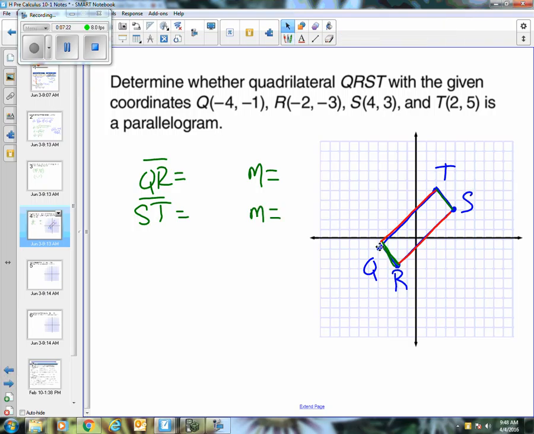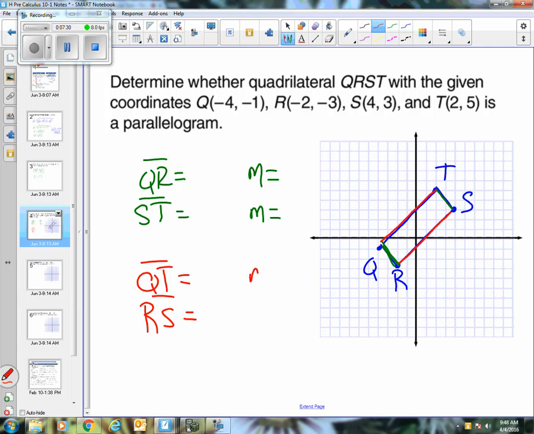All right, then for my other ones, I would need to take QT, it's a cute little line segment, and then RS and see if they are the same, those longer ones, and then also the slopes of those two segments. So here's what I'd like you to do. I want you to think about how we can make those calculations. How would you figure out how long they are? We would need their length, so we need the distance formula.